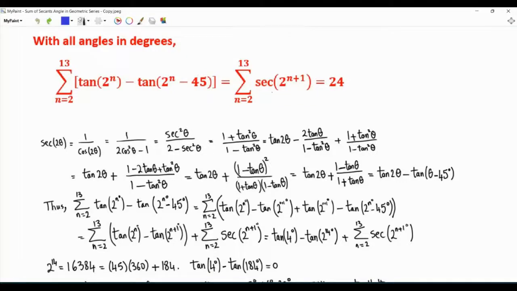Bismillah ar-Rahman ar-Rahim. We are interested in these sums. Let's start with the left-hand side.